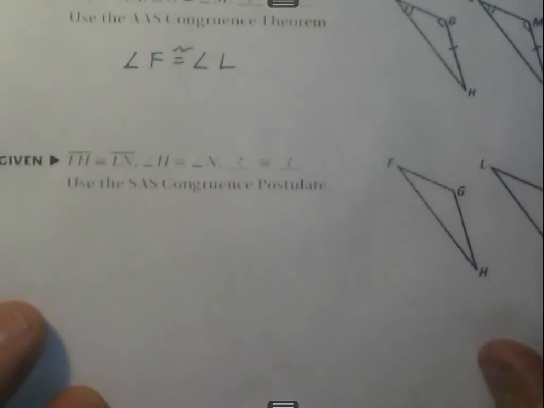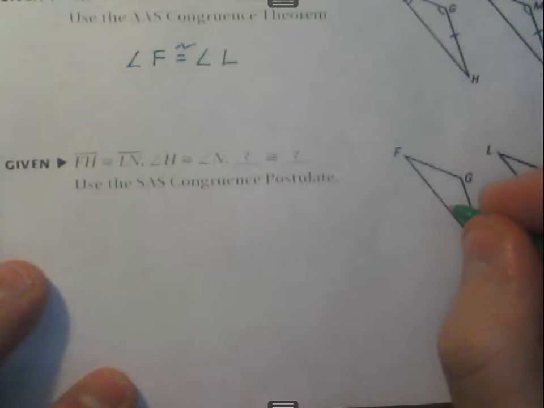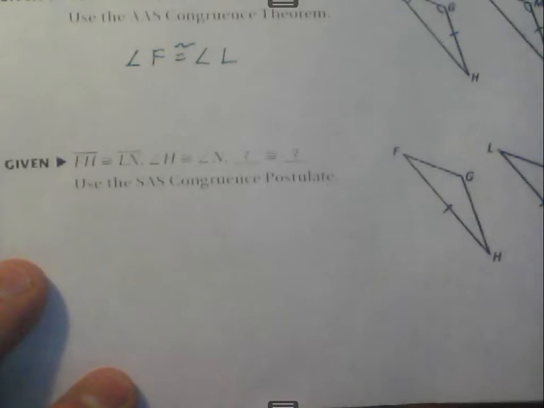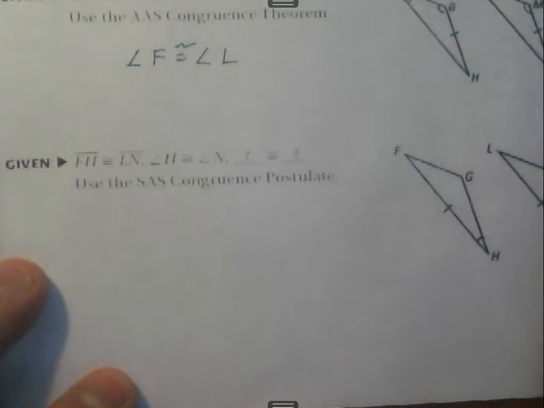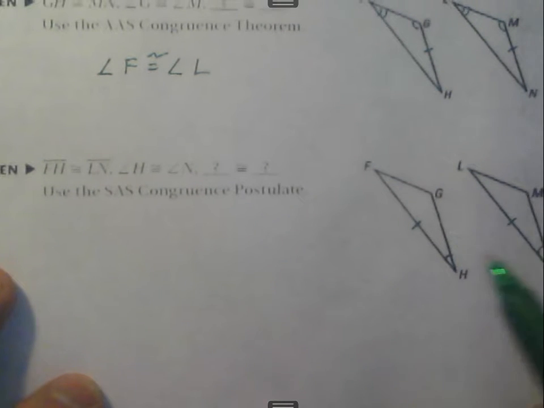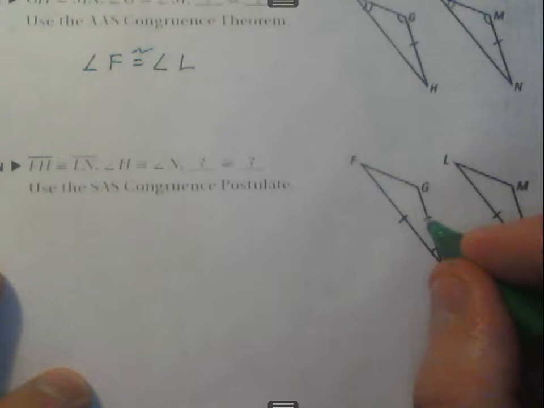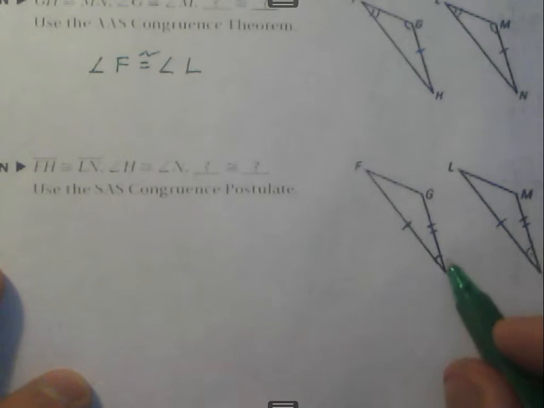If I do the next one, it tells me FH is congruent to LN. Again, mark what you know. FH is congruent to LN. Angle H is congruent to angle N. And we're just trying to solve this by using side, angle, side. So I have a side, I have an angle, and I have this side right here. This is an included angle because it is surrounded by two sides. So I have side, angle, side.